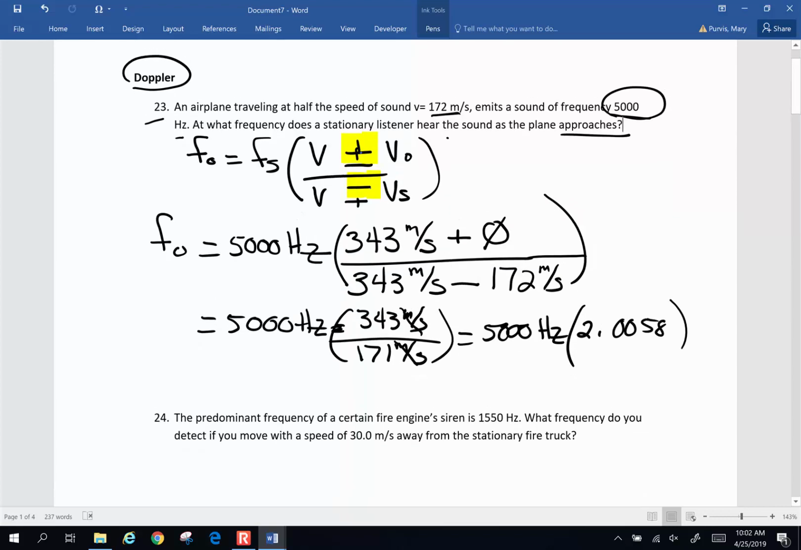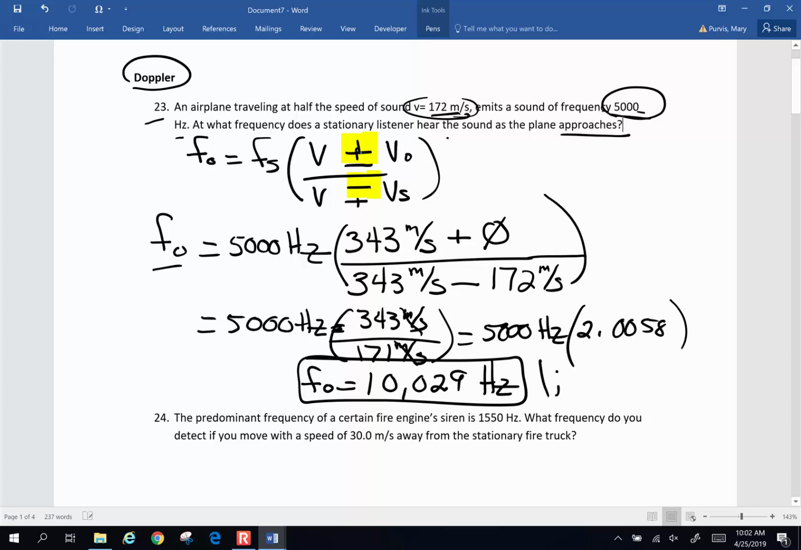So times 5,000, the observer is going to actually hear 10,029 hertz. That is going to be the observed or heard frequency due to the Doppler effect. Because it's approaching at such a high speed, the frequency is going to go up. Always do a reality check. Does that make sense? Yes, it makes sense.